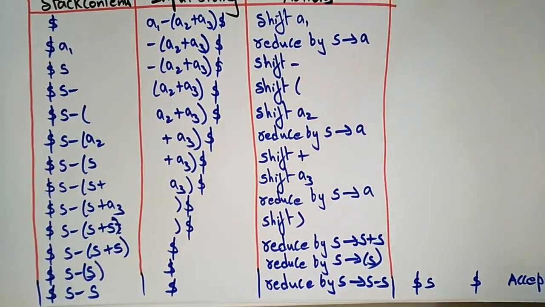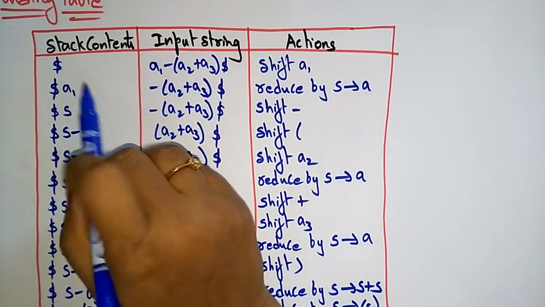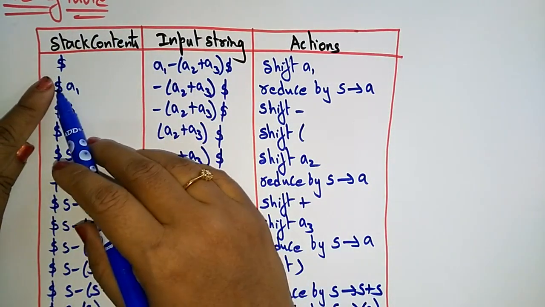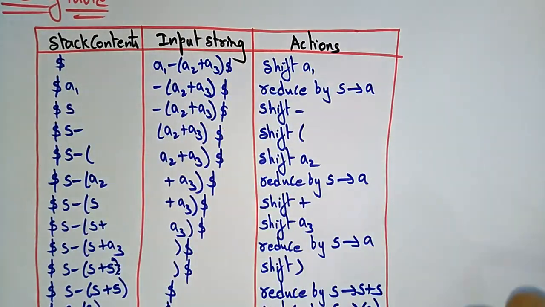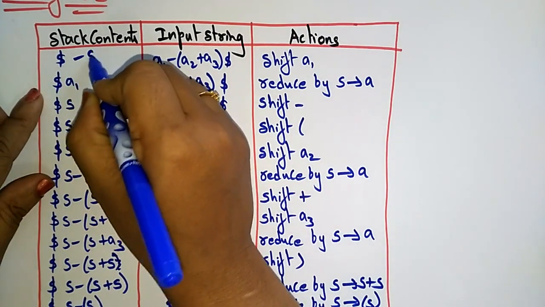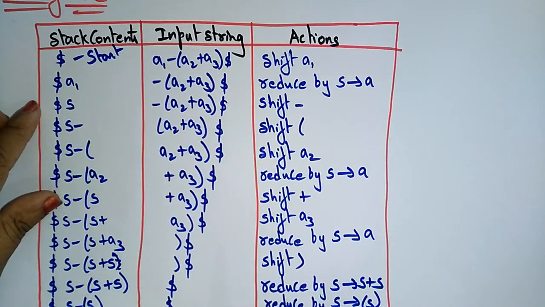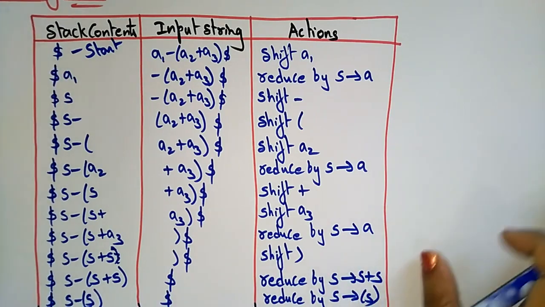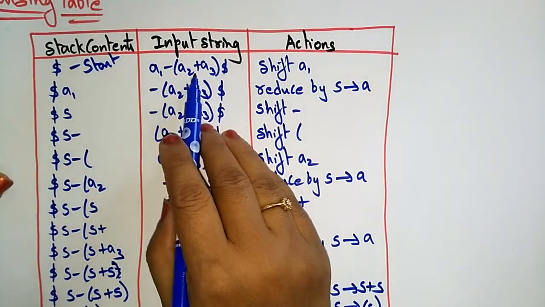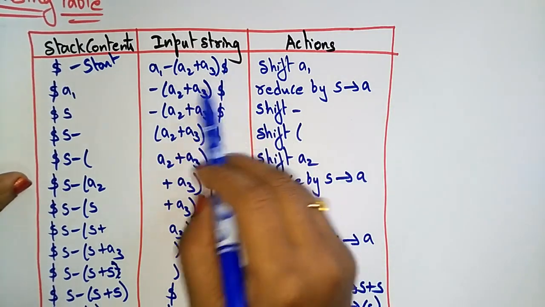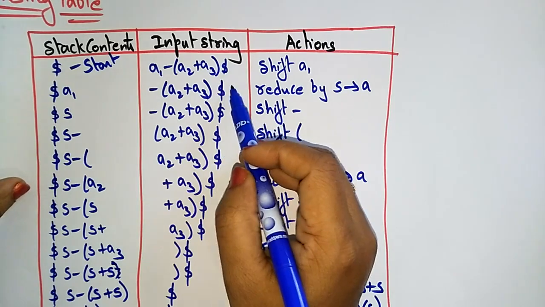Here I have already written the problem. Now the stack contains an empty stack, that is a $. Whatever input we are taking has to be finally reduced to the start symbol. So this is the start symbol, and it has to be reduced to the start symbol. The input string is A1 minus A2 plus A3. This is the input string, and on the right hand side you have to place the $.